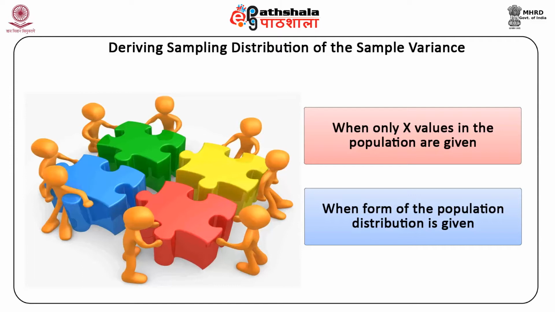Let's take an example. We consider a simple example with a sample size n equal to 2 drawn with replacement from a population comprising only 3 values. These are x1 equal to 6, x2 equal to 8 and x3 equal to 10. Since the size of the population, capital N, is 3, and the sample size, small n, is 2, the total number of possible samples will be N raised to power n, that is 3 raised to power 2, which is equal to 9.